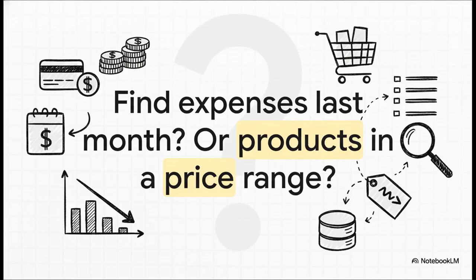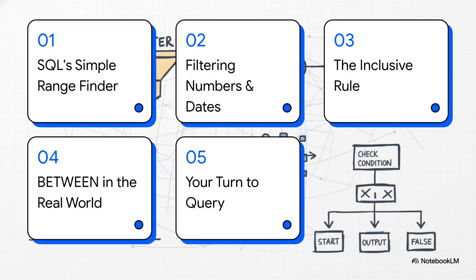How would you actually go about pulling a list of all your expenses from last month? Or let's say you're an analyst, and you need to find every single product your company sells that costs between 50 and 100 bucks. These are exactly the kinds of questions that the between operator answers, and it does it so elegantly. Okay, here's what we've got on tap. We're going to start with what between actually is, then we'll see it in action with both numbers and dates. We will cover the one single rule you absolutely have to remember about it. Then we'll look at some real-world uses, and finally, we'll give you a chance to try it out yourself.